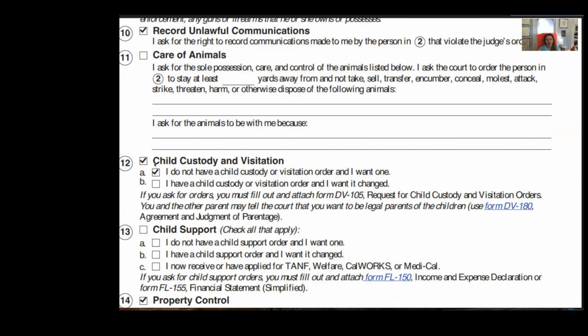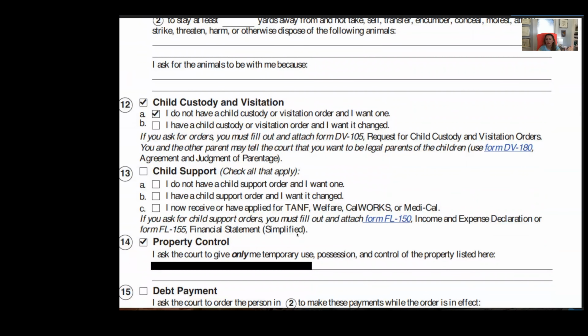If you have care of animals, you can state it right here. Number 12, child custody and visitation. If you need child custody and visitation, then you need to check it off here. If you ask for this, you must fill out and attach DV 105. That's a different form, a request for child custody and visitation orders. And you and the other parent may tell the court that you want to be legal parents of the children. That's a different form, agreement and parentage. Use the DV 180.